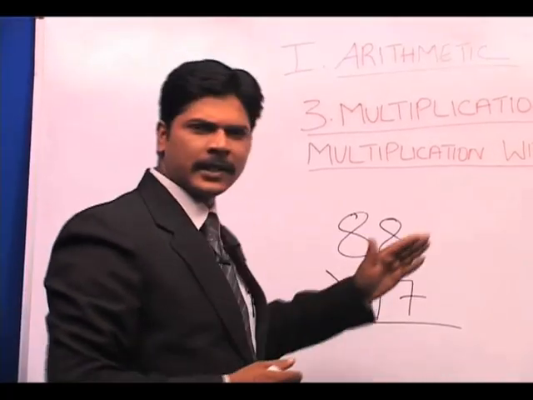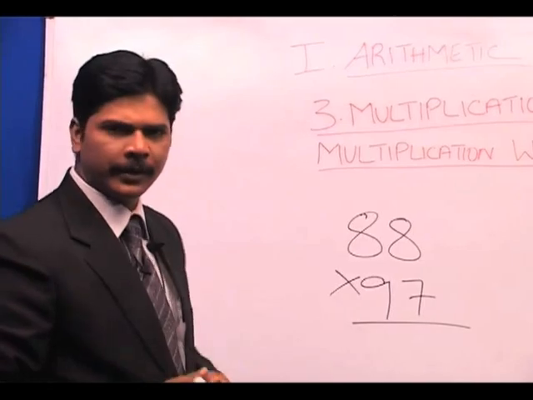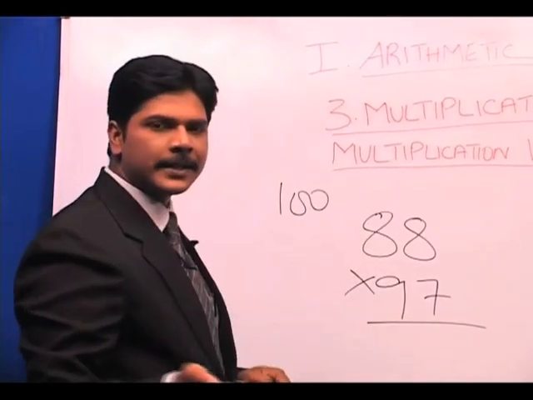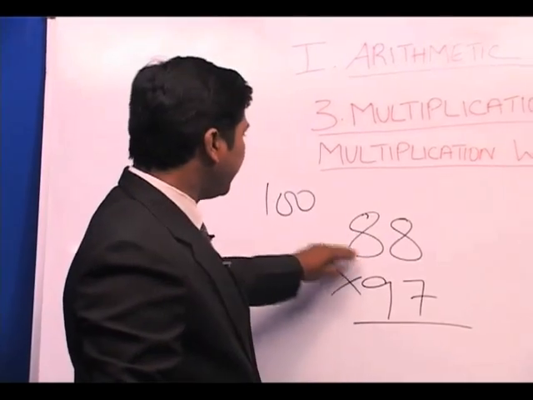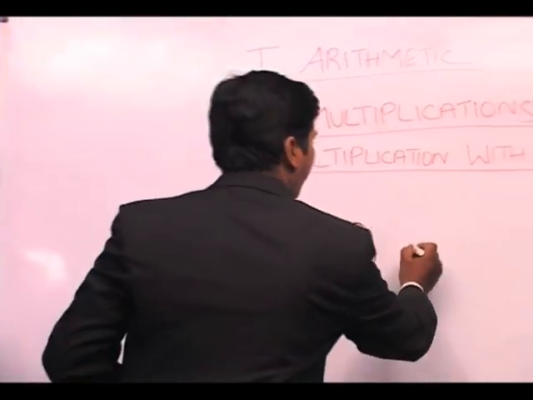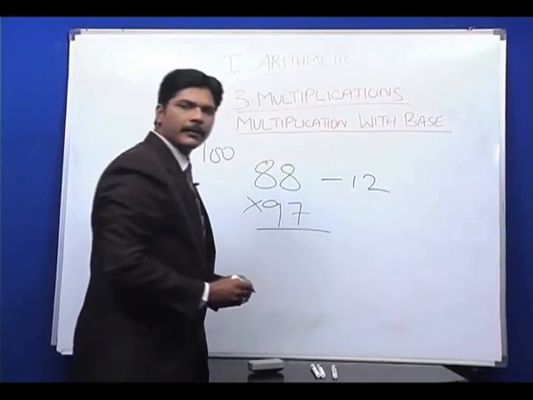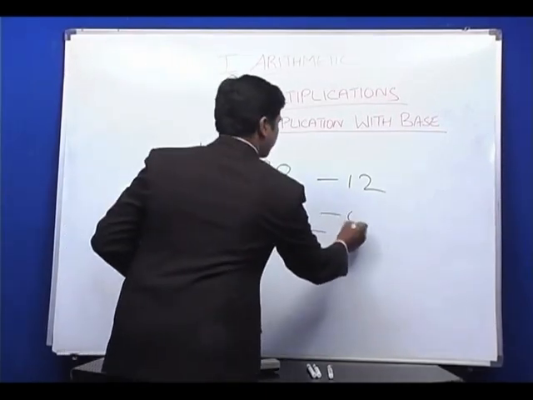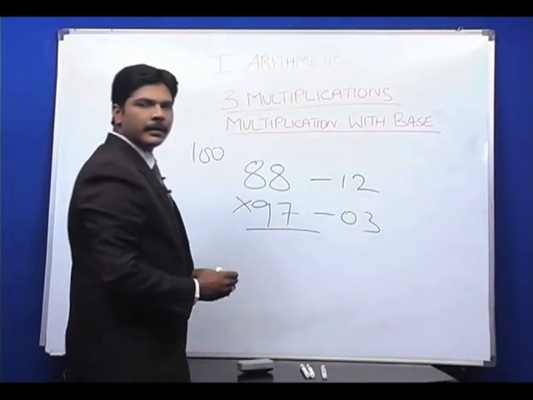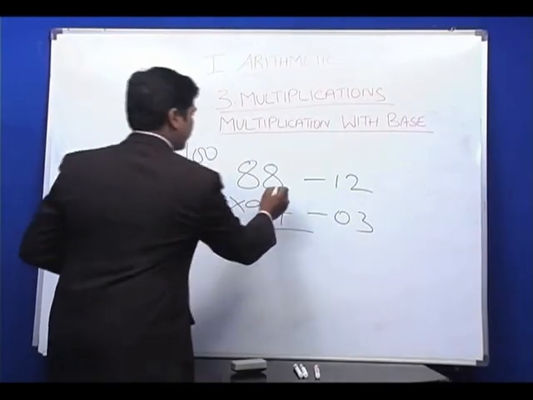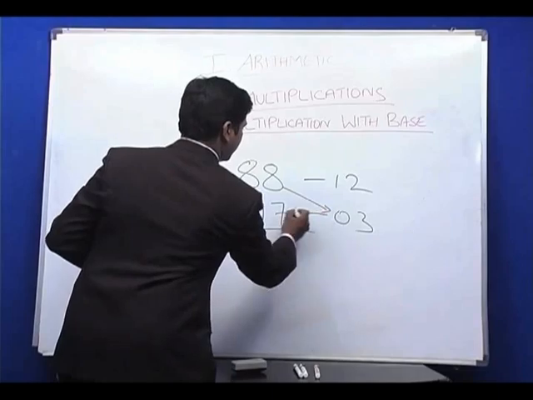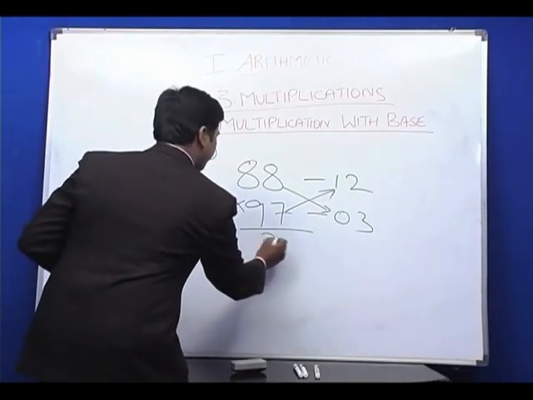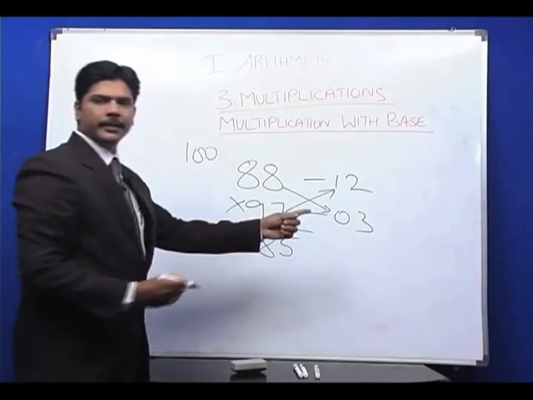Now let's assume one more number which is slightly far away from 100. Again the base here is 100. Now first step is subtract: 88 minus 100, you get minus 12. Again 97 minus 100, you get minus 03. Now second step is to cross subtract. Whether it is subtraction like this or like this, the beauty is you will get the same answer. You get 85.